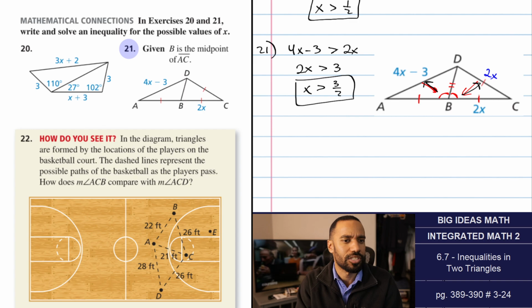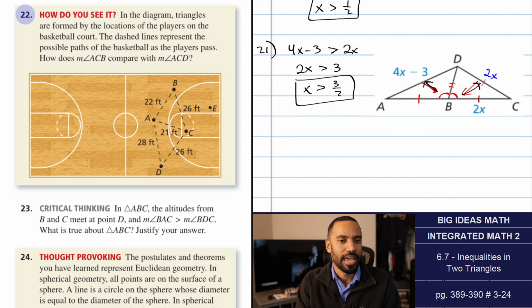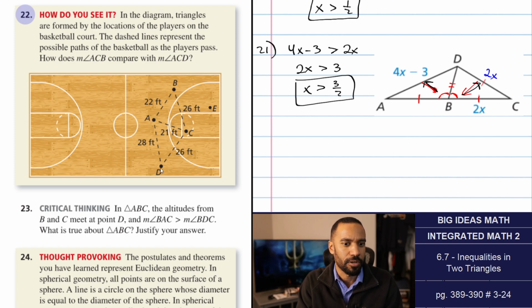Okay, let's keep going. Number 22. How do you see it? In the diagram, triangles are formed by the locations of the players on the basketball court. The dashed lines represent the possible paths of the basketball as the players pass. So A, B, C, and D are players, and then they pass at these distances. A can go to D. It looks like D doesn't go to B, but A goes to D, D goes to C, C goes to B, and A can go to C, etc.